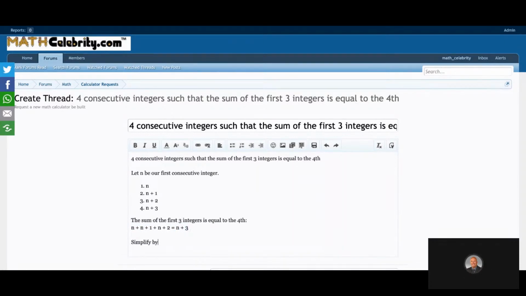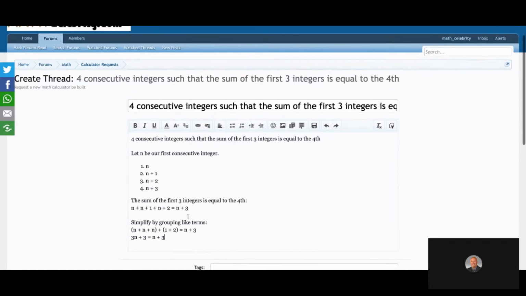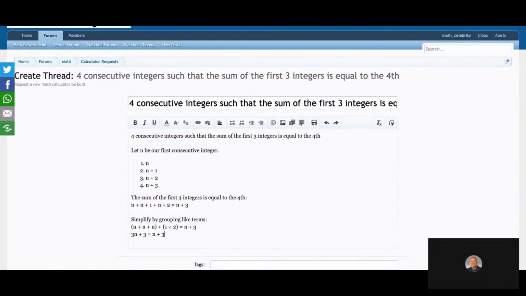So simplify by grouping like terms. We've got n plus n plus n plus 1 plus 2 equals n plus 3. Gives us 3n plus 3 equals n plus 3. Now, just looking at this, if we subtract 3 from each side, the threes cancel each other out. So what we have is 3n equals n. And we see that if we divide by n, this is impossible. So whoever typed this either didn't supply more info or didn't realize that there's no solution to this.